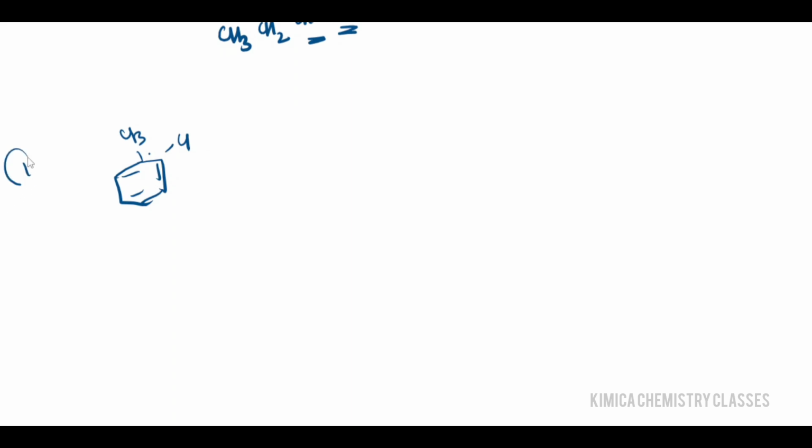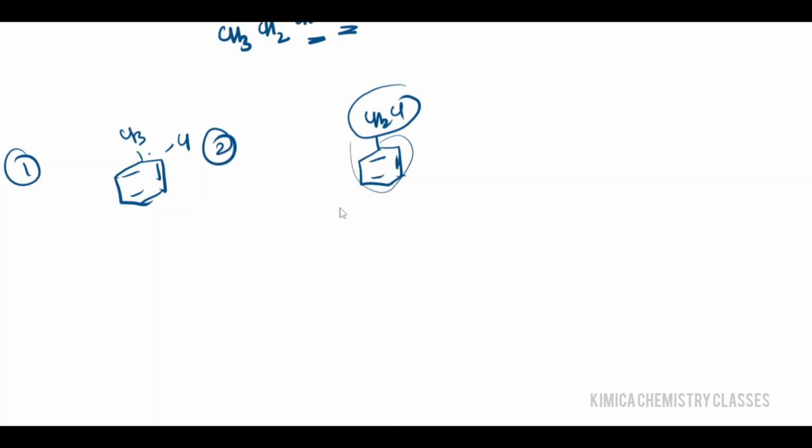Next is the second case, when the substituent is on a carbon attached to the ring. These are considered as phenyl substituents, like this. This is phenylchloromethane. Right? This is phenylchloromethane.